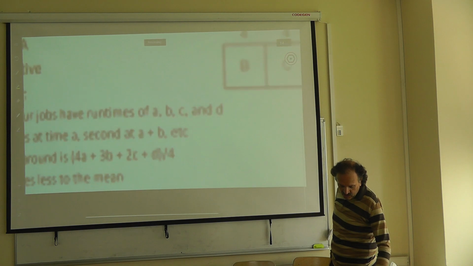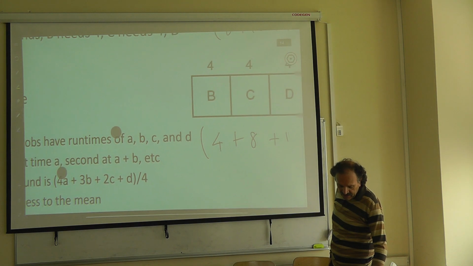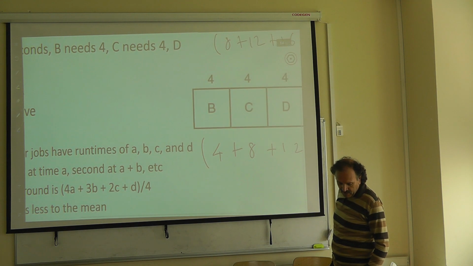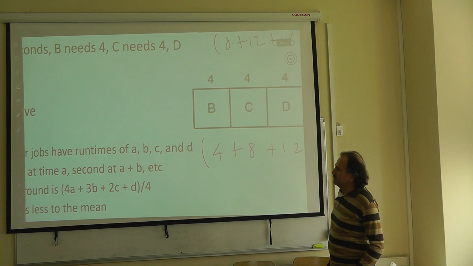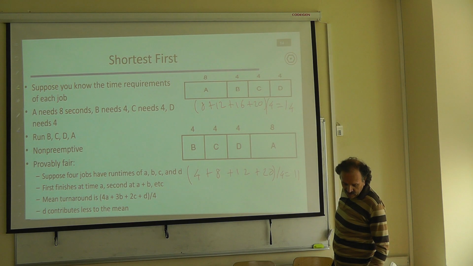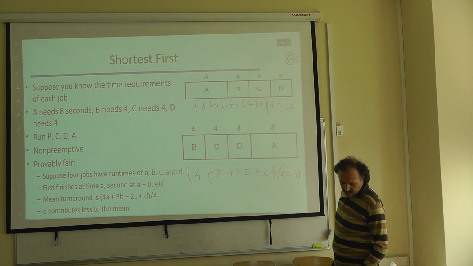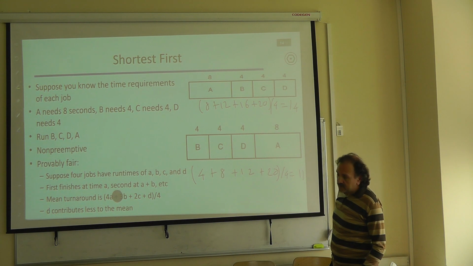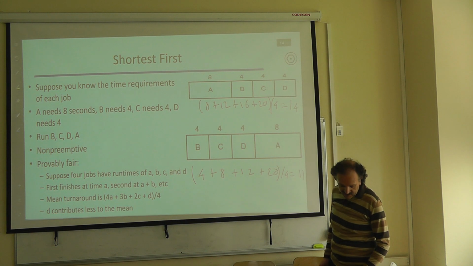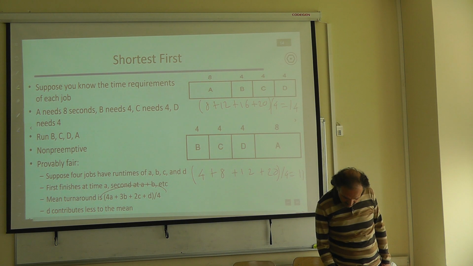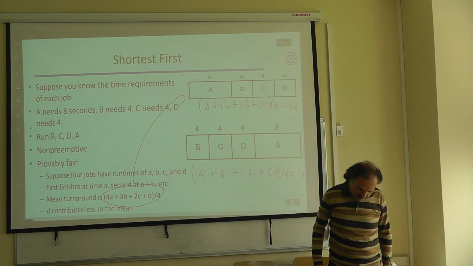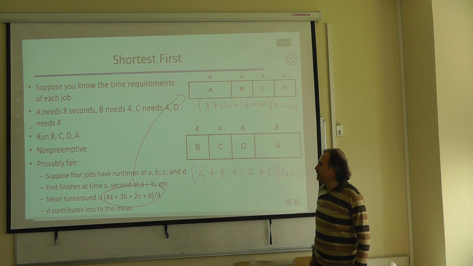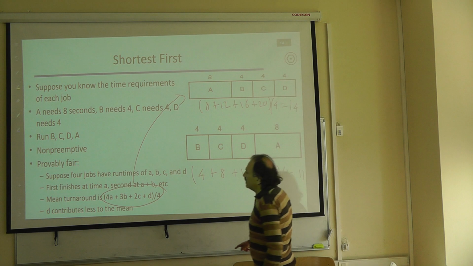You understand this formula? How did they get this formula? 4 times A plus 3 times B plus 3 times C and plus. Where did you get this formula? This is the formula for the first case, A, B, C, D. Okay? So why is this 4 times A?